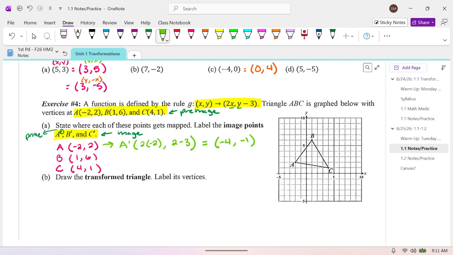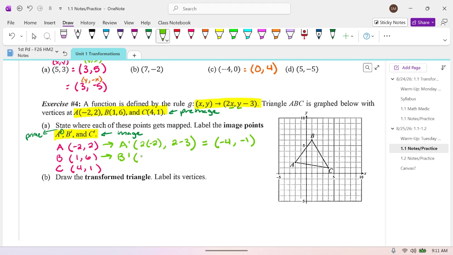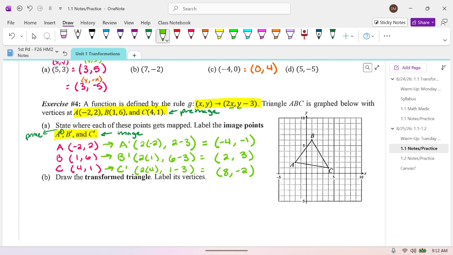Okay? So for B prime, I'm going to apply the function again. So it would be 2 times 1, 6 minus 3. So what's the new point? 2, not -3, +3. C prime, same thing. 2 times 4, 1 minus 3. What's the new point? 8, -2. And then we're going to graph it and label it.